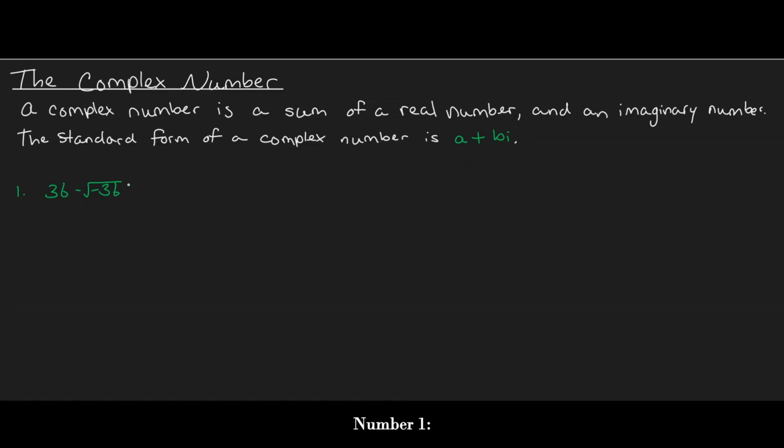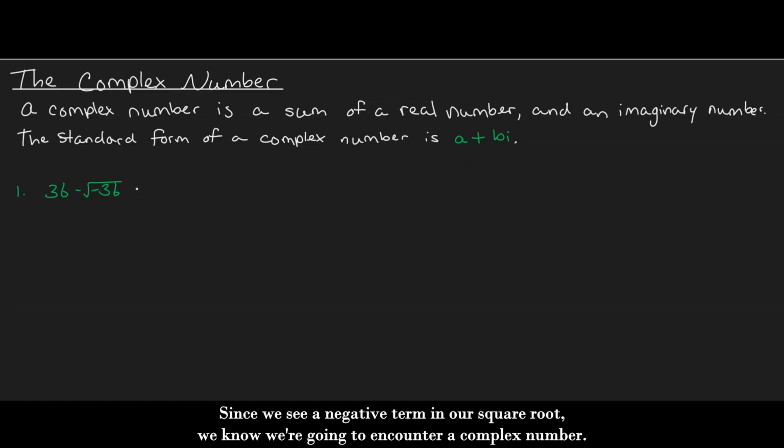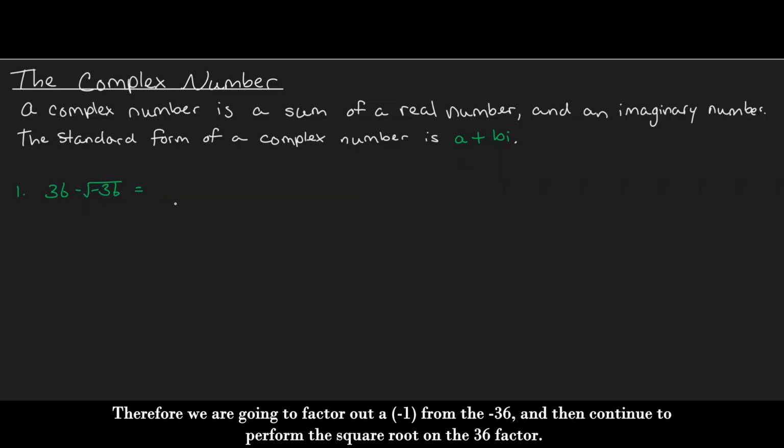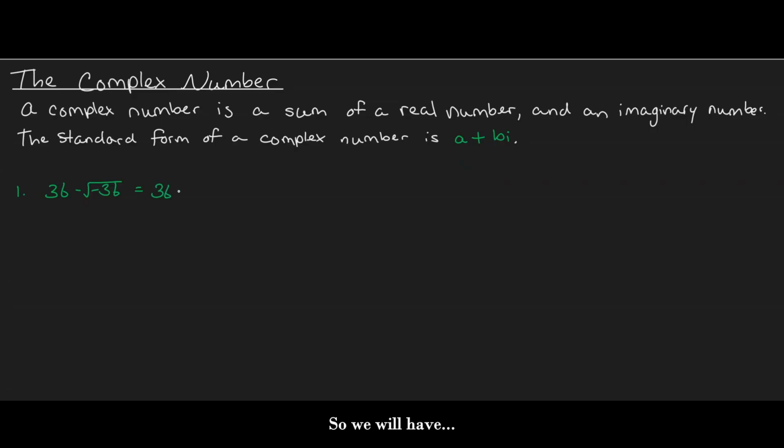Number 1. 36 minus the square root of negative 36. Since we see a negative term in our square root, we know we are going to encounter a complex number. Therefore, we are going to factor out a negative 1 from the negative 36 and then continue to perform the square root on the 36 factor. So we will have 36 minus 6i.